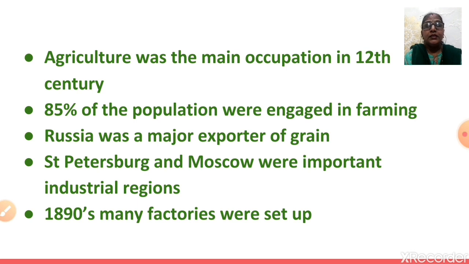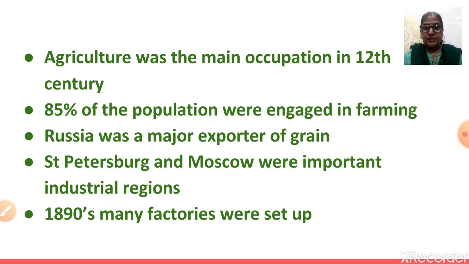Now, prominent industrial areas developed in St. Petersburg and also in Moscow. Craftsmen undertook most of the production, but large factories existed alongside craft workshops. And in the 1890s, when Russia's railway network extended, many factories were set up. Also, foreign investment in industries increased.